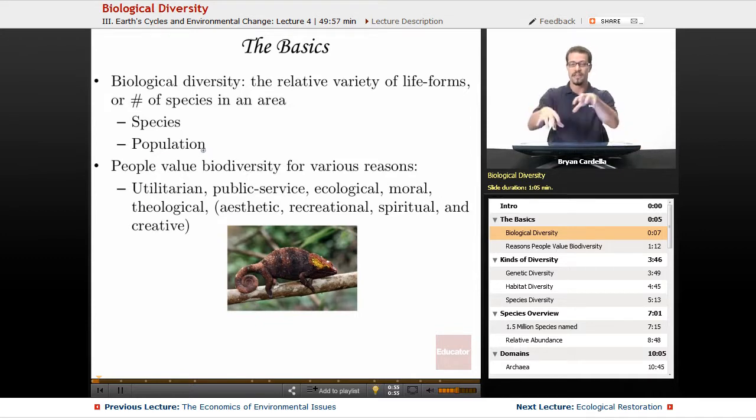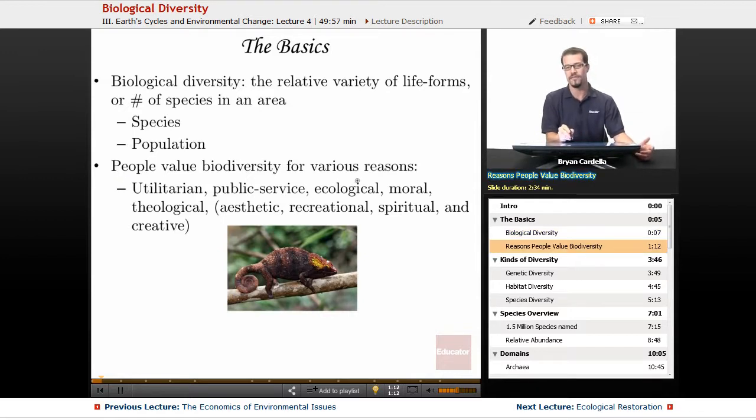Populations would be the individual groups of a species. So you could say that the entire species is made up of many populations. And if a species is close to extinction, there may be just one population left. But yeah, population is all the individuals of one species in a particular area.